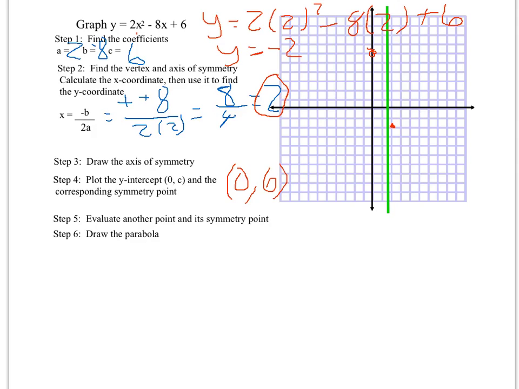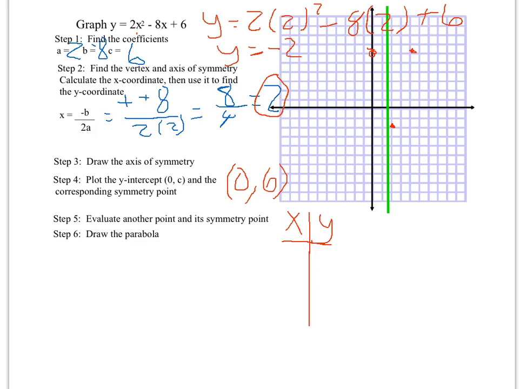Now we can go ahead and use that axis of symmetry to our advantage and know that we have an automatic mirror image point over on the other side, right there. Now it's just a matter of following step 5, evaluate one other point and its symmetry point. So that's just pick some number to put in for x and see what you get for y.